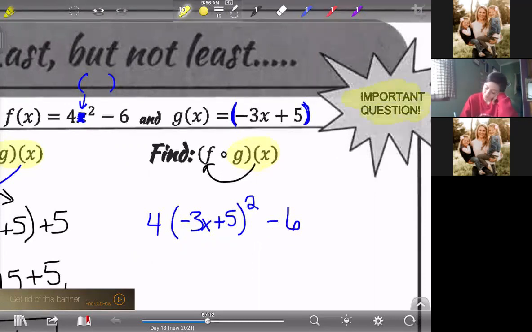Also note, this has been labeled an important question. It may or may not have a similar question on the final.